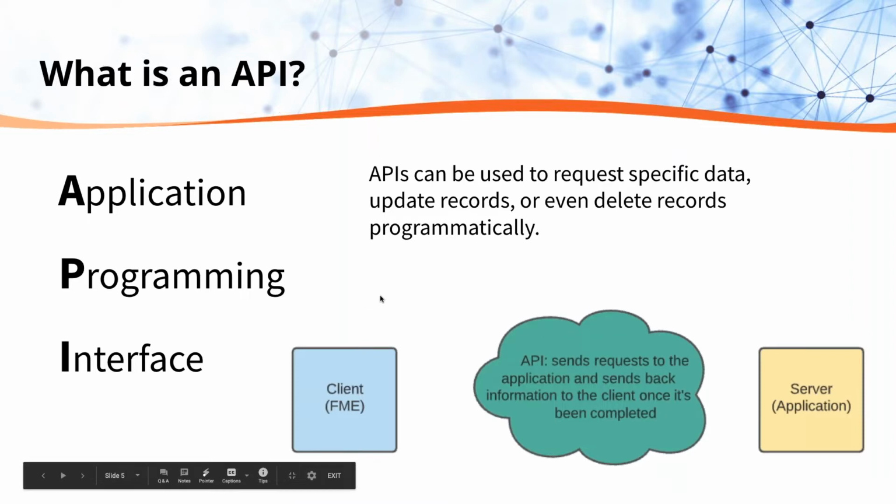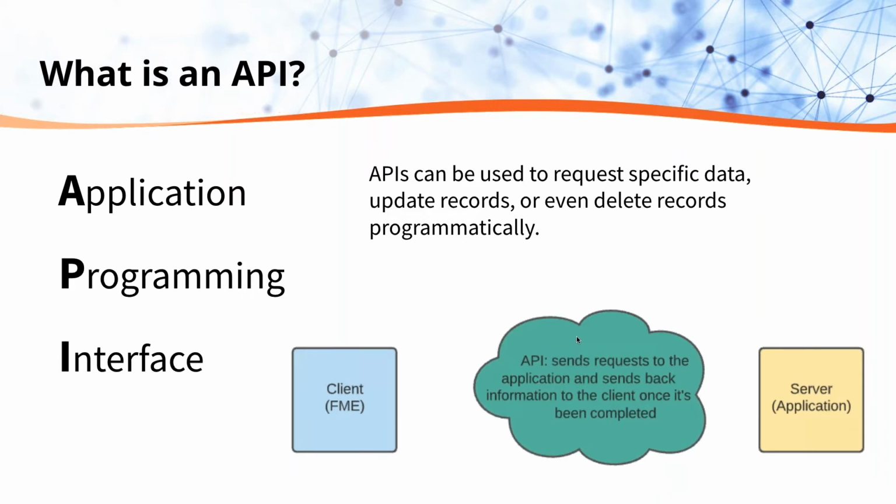So I did this little diagram here, and first we have a client, we have the API, and then we have the server. The client in our case will typically be FME, and the server is the application you're trying to connect to. FME, or your client, will send information via the API. The server then receives this information and is able to translate it. Once the server translates it, it will send it back to the API, which is then received by the client.